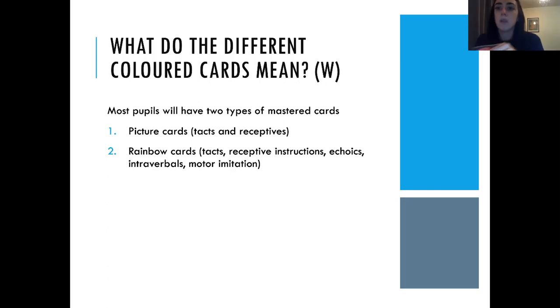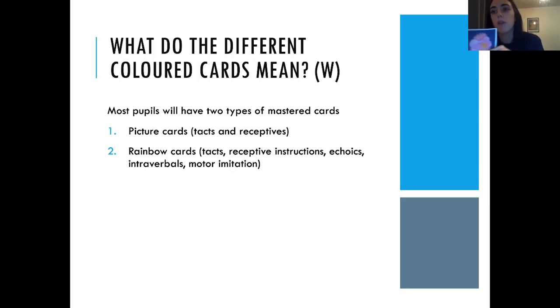If it's mastered as a receptive, it means that we would be able to have the picture of the flower out on the table, and we would be able to say, can you show me the flower? Or where's the flower, touch the flower, point to the flower, etc. So they will be able to follow the instruction to identify the flower. Now it's really important to say that just because a picture card is in a pupil's mastered card pile, it doesn't mean that it's mastered as both a tact and a receptive.